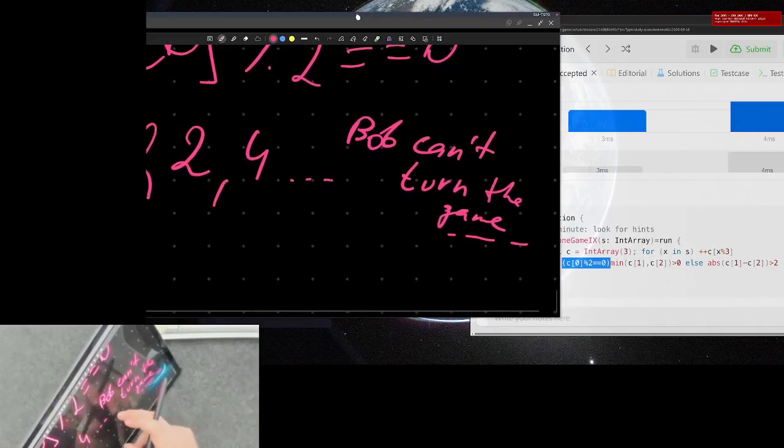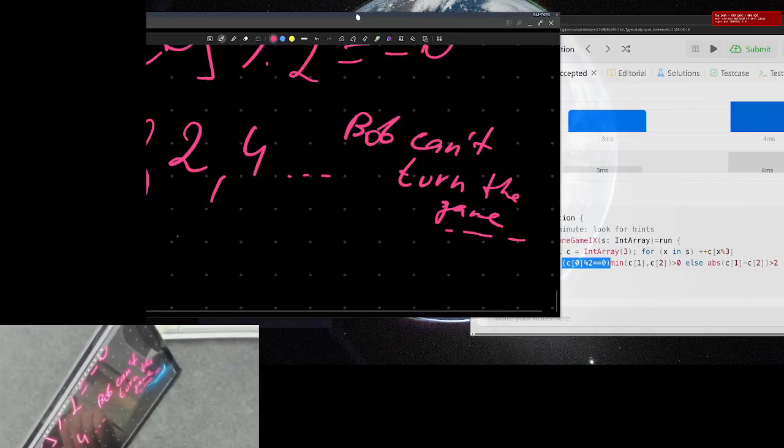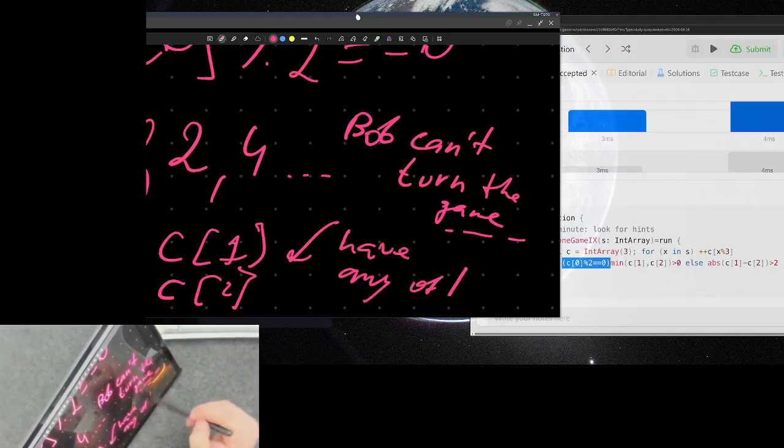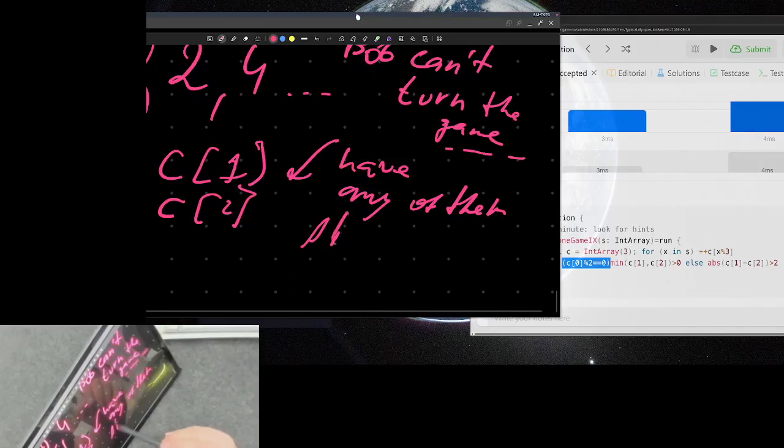That means we only depend on the count of ones and the count of twos, and if we don't have any of them, then Alice loses. But if we have any of them, Alice just wins.